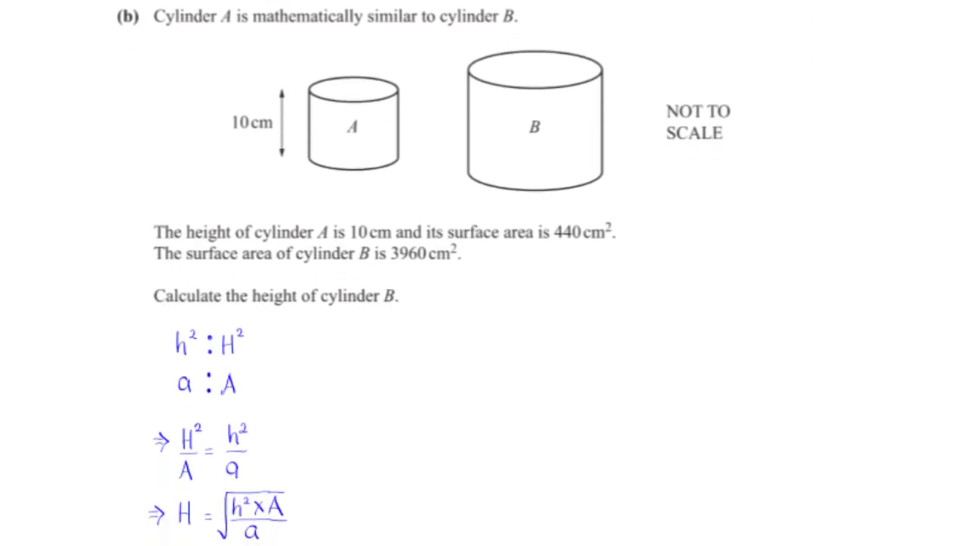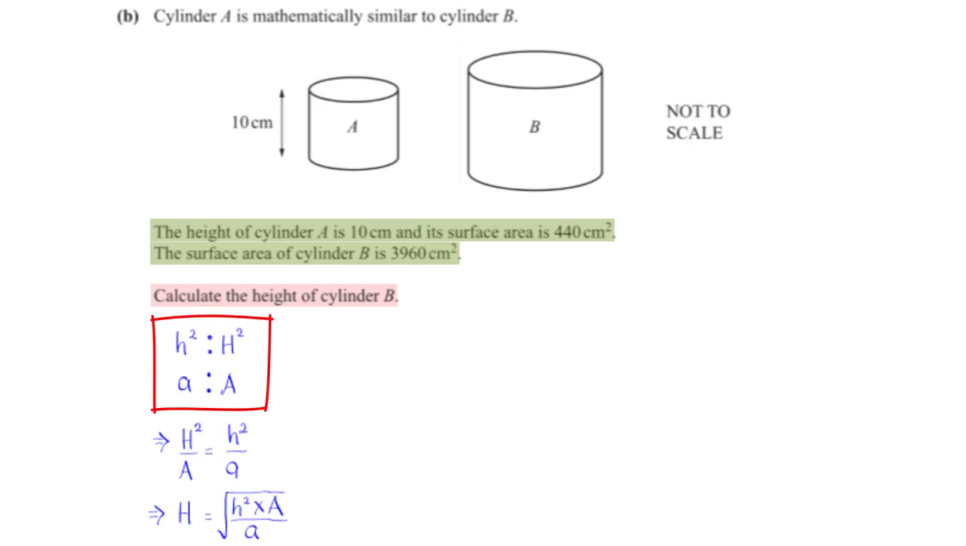Cylinder A is mathematically similar to cylinder B. The height of cylinder A is 10 centimeters and its surface area is 440 centimeters squared. The surface area of cylinder B is 3960 centimeters squared. Calculate the height of cylinder B. And so let's set up our ratio. Since we are dealing with area, we need to square our length or our linear scale factor. From our ratio, we can set up the equation big H squared divided by big A is equal to small h squared divided by small a.